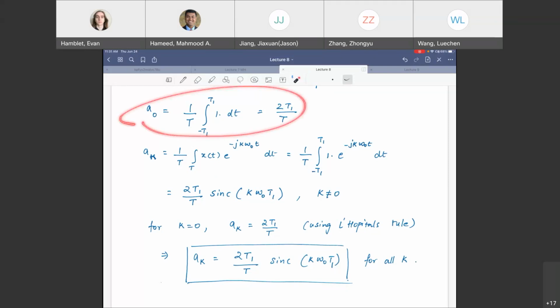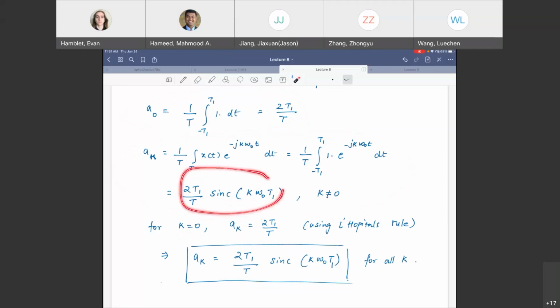This is what we are doing. We evaluated a sub 0 here, evaluated a sub k here, and then we checked whether it satisfies or not. So for k equals 0, ak is going to be what? 2T1, because sinc 0 is 1: sin x over x, L'Hopital rule, cosine divided by 1 gives you a 1. So using L'Hopital rule, this satisfies the other result, which means you can combine them and say the Fourier series coefficients of a pulse train equal 2T1 divided by T sinc k omega naught T1. This is for all k. That means that for any square wave you come across, you know the Fourier series coefficients. I want to talk to you about something next.